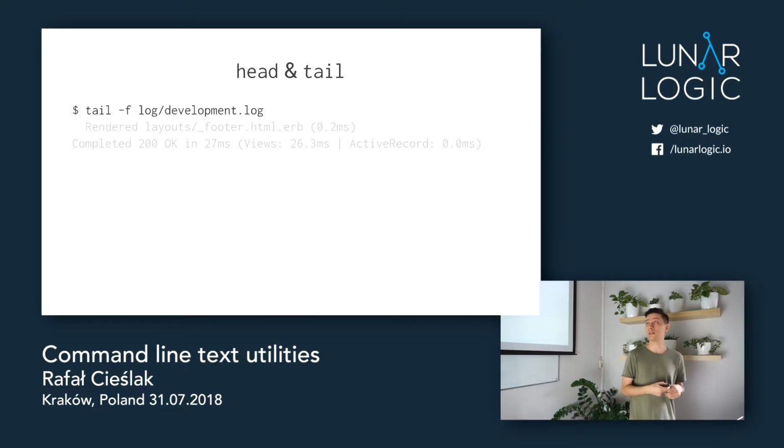One cool thing that tail has is the -f flag, which makes tail follow the file. So if you point it at a log file, it's going to print any new content that is appended to the file. So it's useful for following the logs.